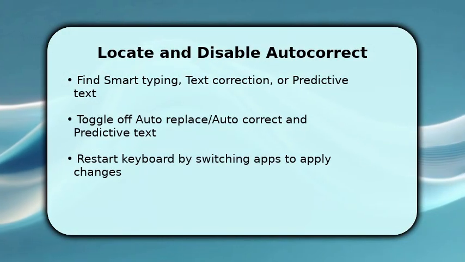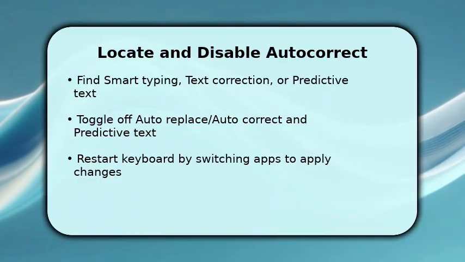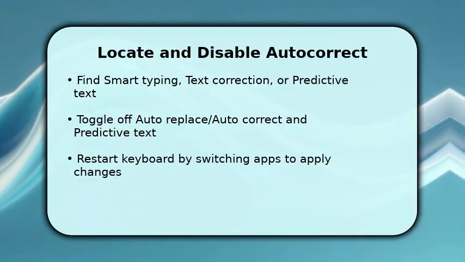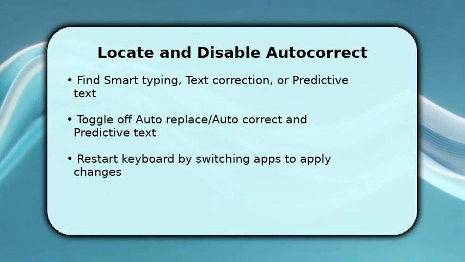Now dive into Smart Typing or Text Correction to find the autocorrect options. You will see toggles labeled Auto Replace, Autocorrect, and Predictive Text. Turn them off. Once done, test the keyboard in a text field.